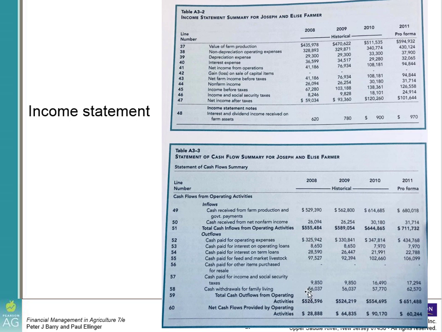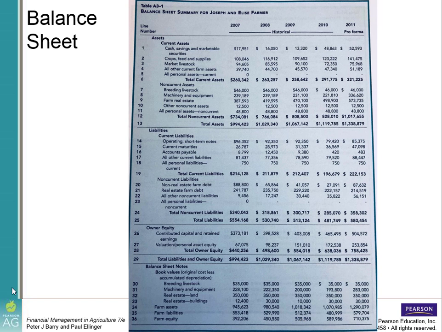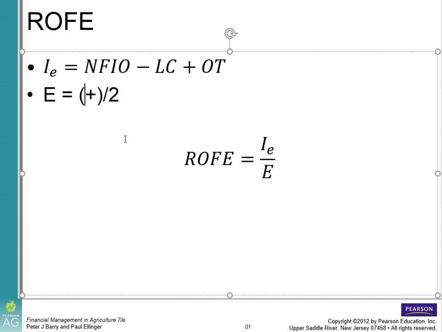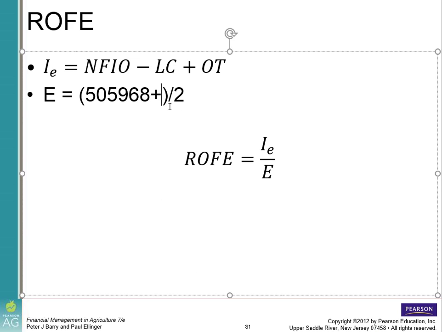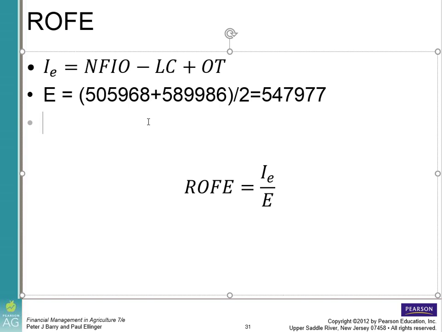So it is 505,968, and then it is 589,986. Okay, the sum of these two divided by 2 equals 547,977. Okay, and then we simply have to figure out what this IE is over here.